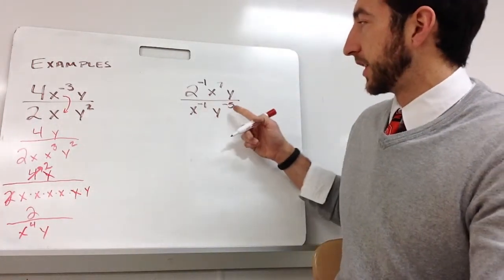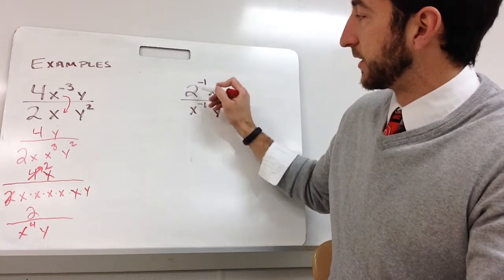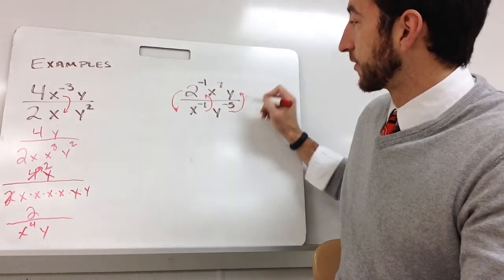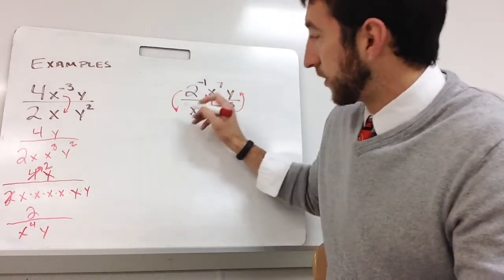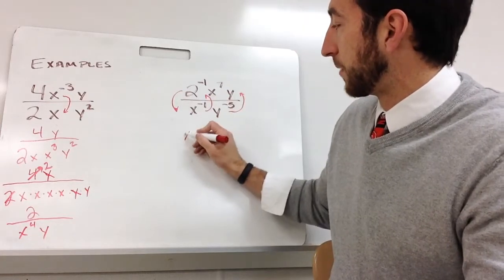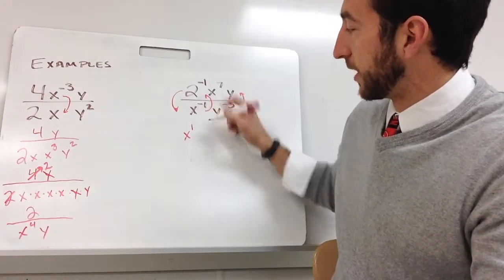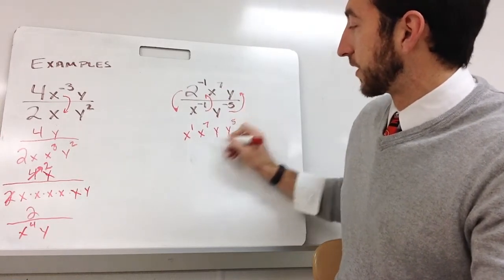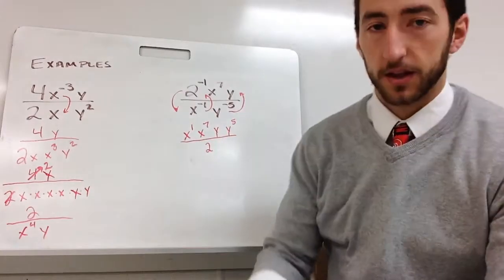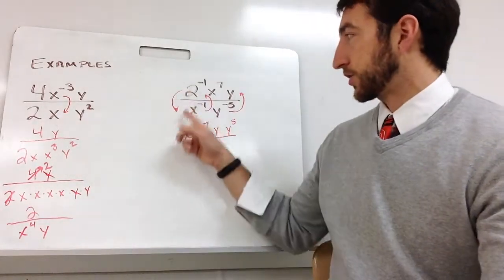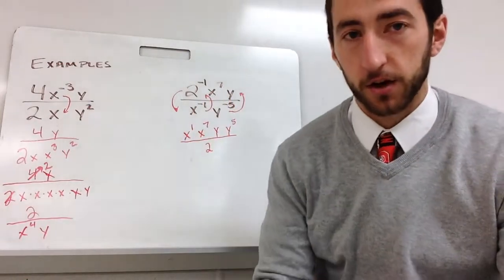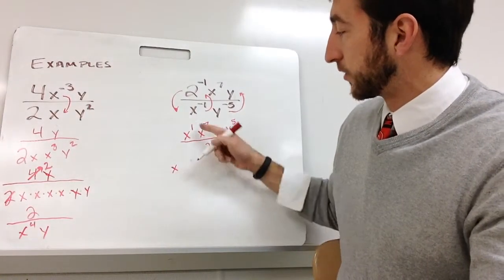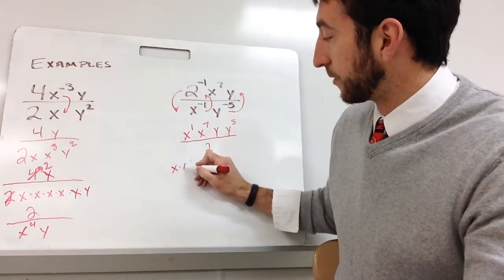Alright, for this one I got a lot of negatives, so I'm going to deal with this. So this is 2 to the negative 1, so that moves down. I know that that's going to move up, and this is also going to move up. So I will rewrite this. I've got my x to the 1, so that moved up. Still got x to the 7th. I've got y, and I got y to the 5th, all over my 2 that I moved down. So that was just moving my negative exponents where they need to go based on my rule that I have earlier.